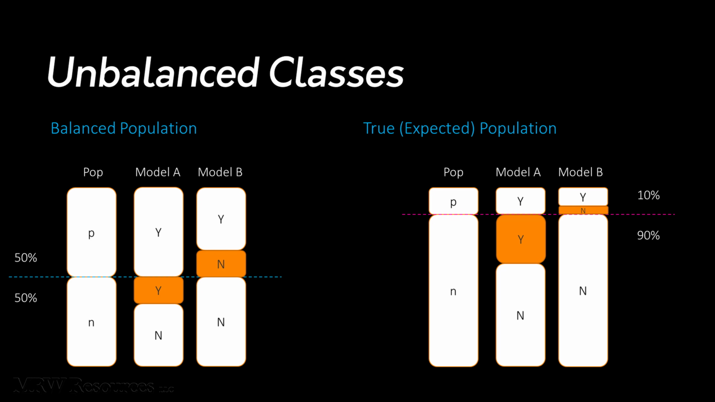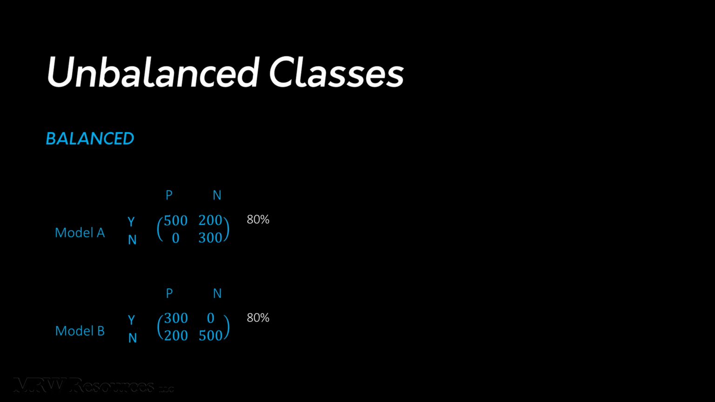Now let's take a numeric look at this same example using confusion matrices. Note the different performances of the models in their respective confusion matrix. Model A and B both achieve that 80% accuracy, although slightly differently. You can look down the diagonals and see 500 and 300 or 300 and 500 for the number of correctly predicted cases, leaving the other 200 as incorrect predictions.